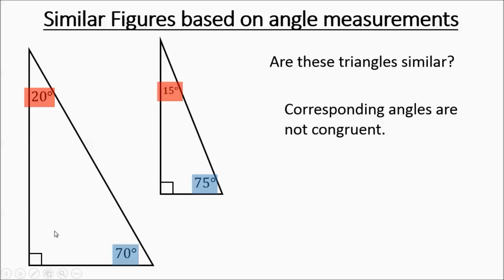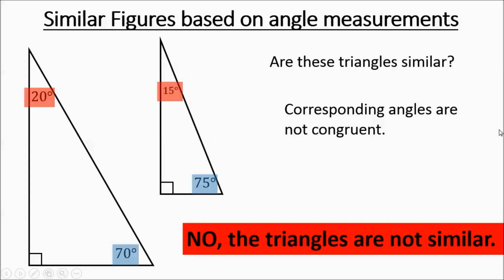Yes, the 90s match up, the right angles match up, but we would need all three pairs of angles to match. They need to be congruent, all of them. So the corresponding angles are not congruent. So no, these triangles are not similar. Let's take a look at another one.